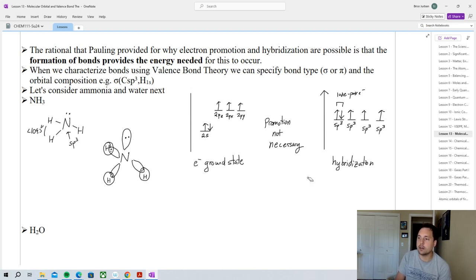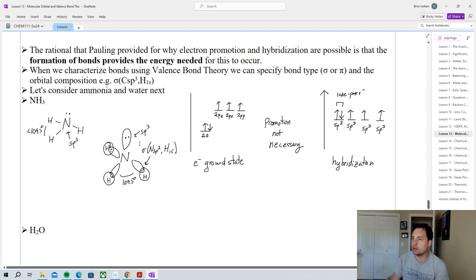And this would be one way you can depict the valence bond theory picture of ammonia. Here we can see these are 109.5 degrees away from each other. And the bonds themselves are going to be sigma, nitrogen sp3, hydrogen 1s bonds. Okay, and there's 3 of them here. And then there's one lone pair of electrons in an sp3 hybridized orbital here.